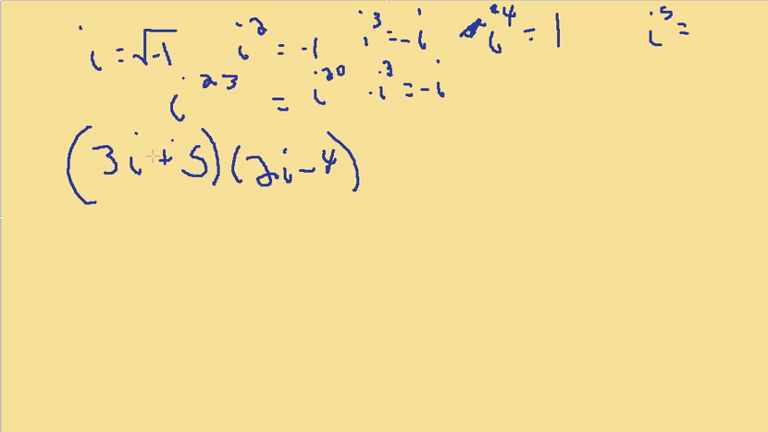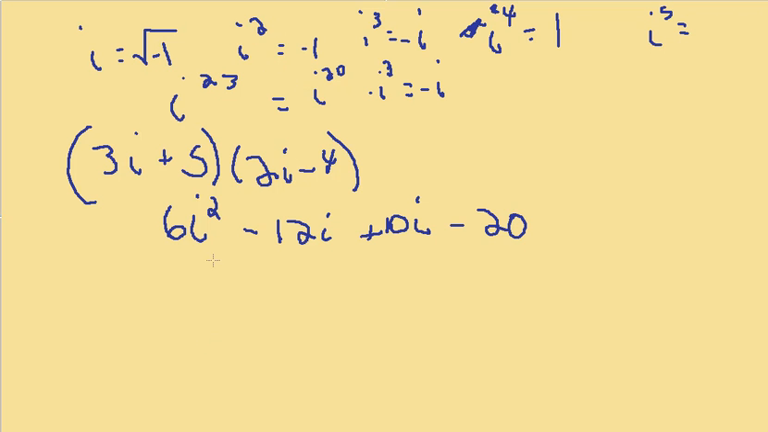Set. What if I gave you 3i plus 5 times 2i minus 4? And then here we have to multiply. Well, we're just going to distribute. That would be 6i squared minus 12i plus 10i minus 20. Here we're going to collect like terms, same way we collect like terms if it was x and y. But your i squared is the only part that's a little different. i squared is equal to -1.